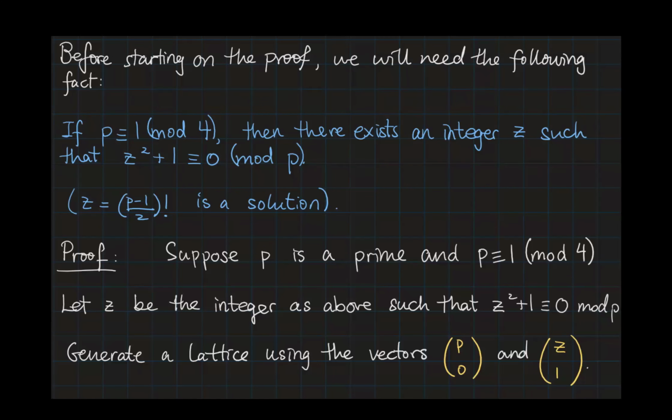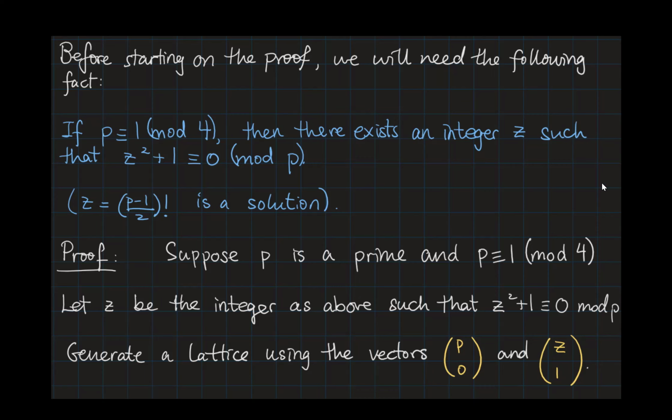So before we start on the proof, we will need the following fact from number theory. It says that if your prime is congruent to 1 mod 4, then there exists some integer, z, such that z squared plus 1 is a multiple of p. And specifically, if you take (p minus 1)/2 factorial, that is a solution to this congruence. So from now on, we'll take z to be this particular number.